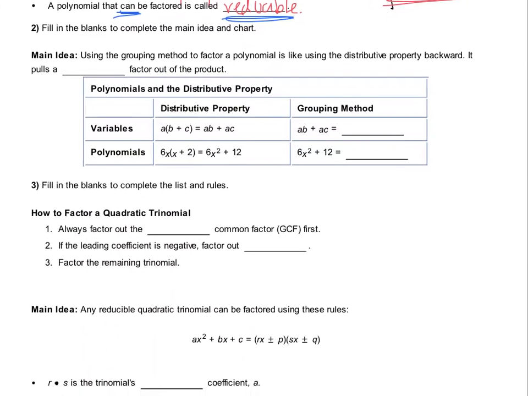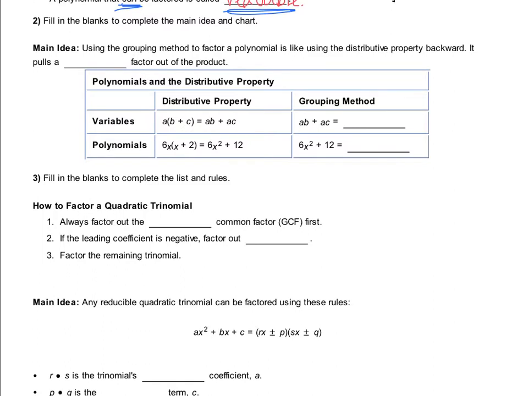So using the grouping method to factor a polynomial is like using the distributive property backwards. It pulls a common factor out of the product. So thinking back to the distributive property, if I have something like a parentheses b plus c, we know that when we see parentheses, we're supposed to distribute. We multiply what's on the outside times what's on the inside, so a times b is ab, and a times c is ac. So I end up with ab plus ac.